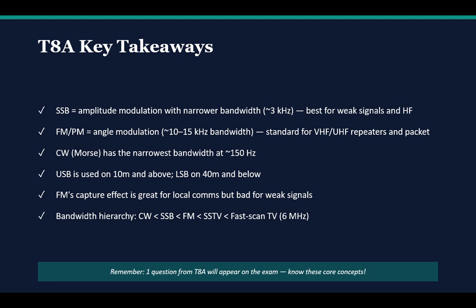And then FM or PM, which we mostly use FM, is angle modulation. It's 10 to 15 kilohertz bandwidth and standard for VHF and UHF repeaters. So it does take up a lot more space. If you get into HF, or if you have a radio like one of these shack-in-the-box radios where you have a waterfall, even on 2 meters and 70 centimeters, you can tell a big difference when you switch these modes around and look at how wide that signal is on the waterfall compared to CW and SSB. And of course, CW has the narrowest bandwidth at 150 hertz.